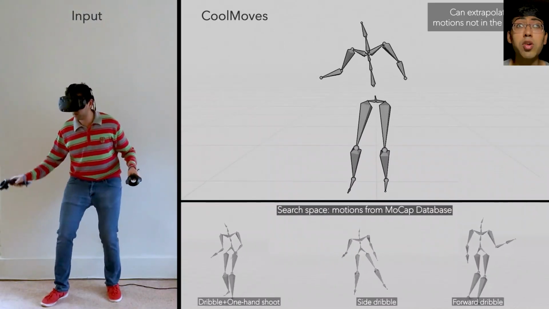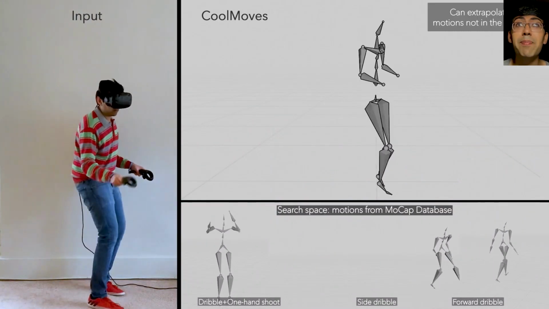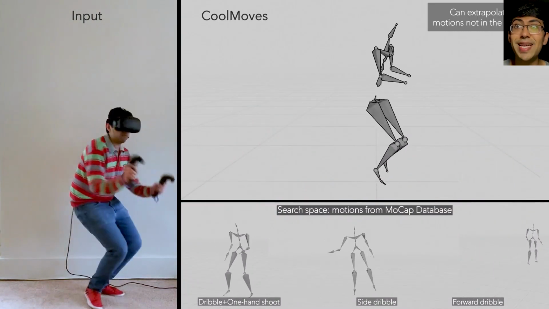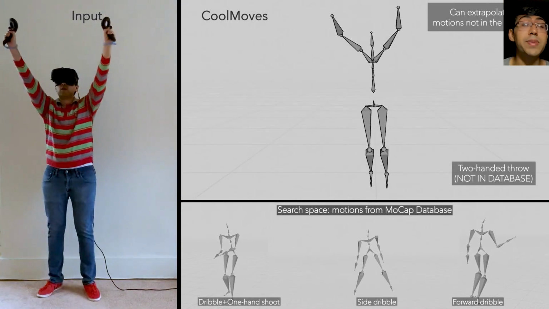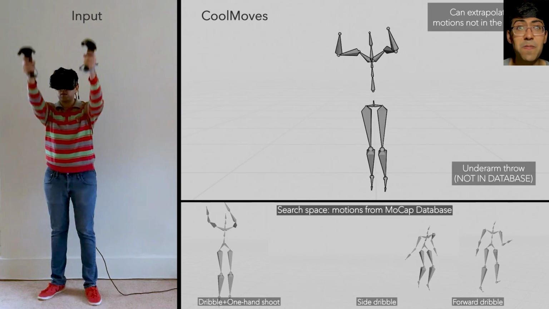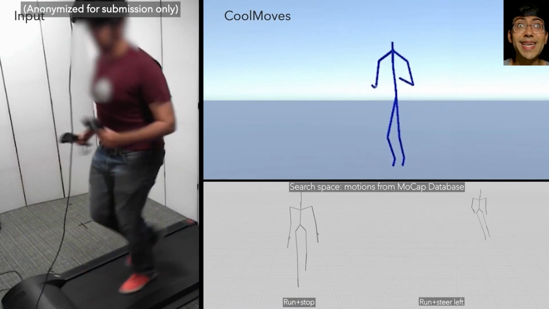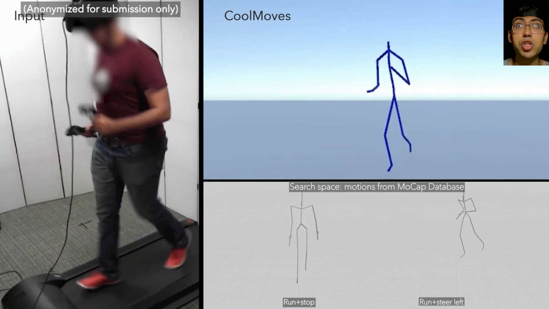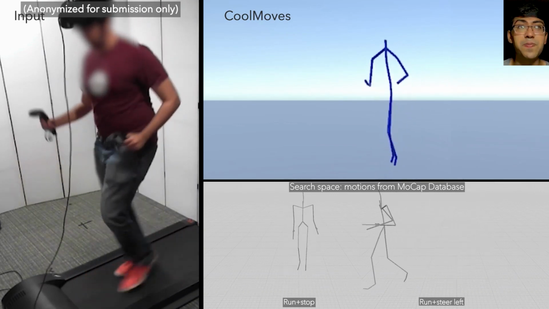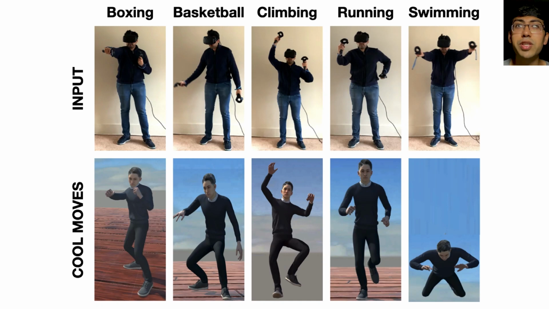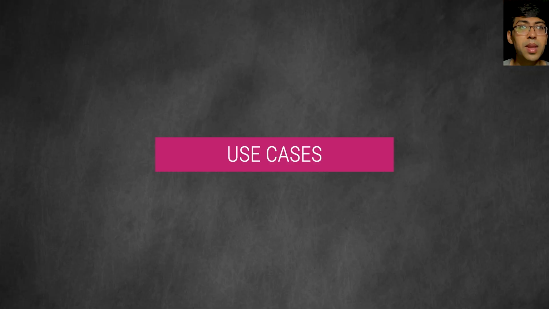From a very sparse search space, CoolMoves can map out motions that are spatially coherent and rotationally invariant, even though the exact motion may not even be in the search space as seen here. They are also temporally adaptive to the user's speed and motion direction, despite limited motion velocities in the search space. Here are what different motions will look like based on the activity context. Notice how the foot placement is different for different motions. This enables a variety of use cases.